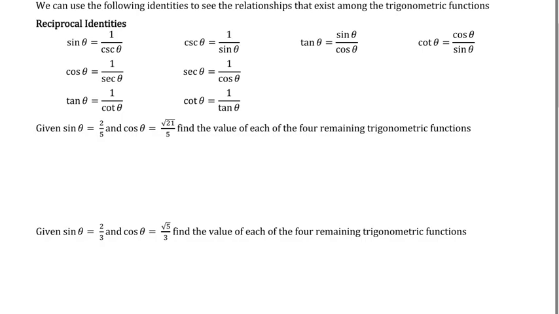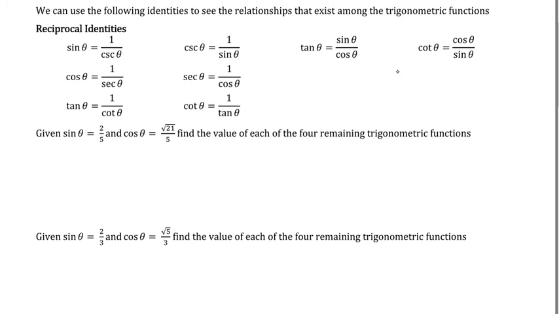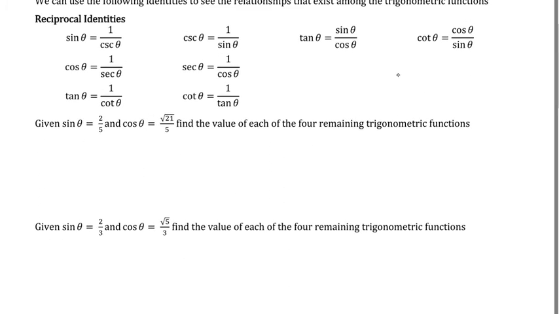Next up, we are going to look at reciprocal identities with our trig functions. Now, just from SOHCAHTOA, you should have been able to figure out these reciprocal identities, but now let's show it specifically and explicitly. So if we have a right triangle with sides A and B, hypotenuse C.